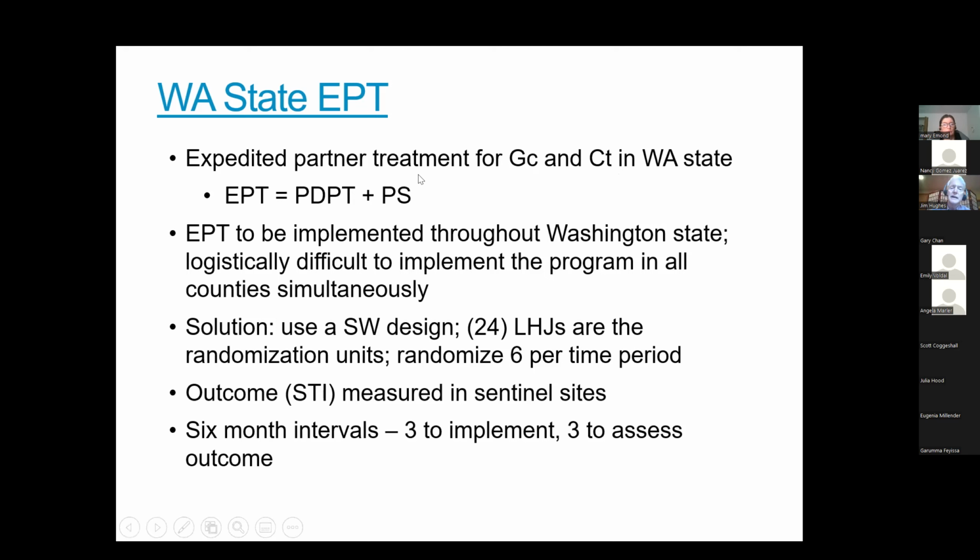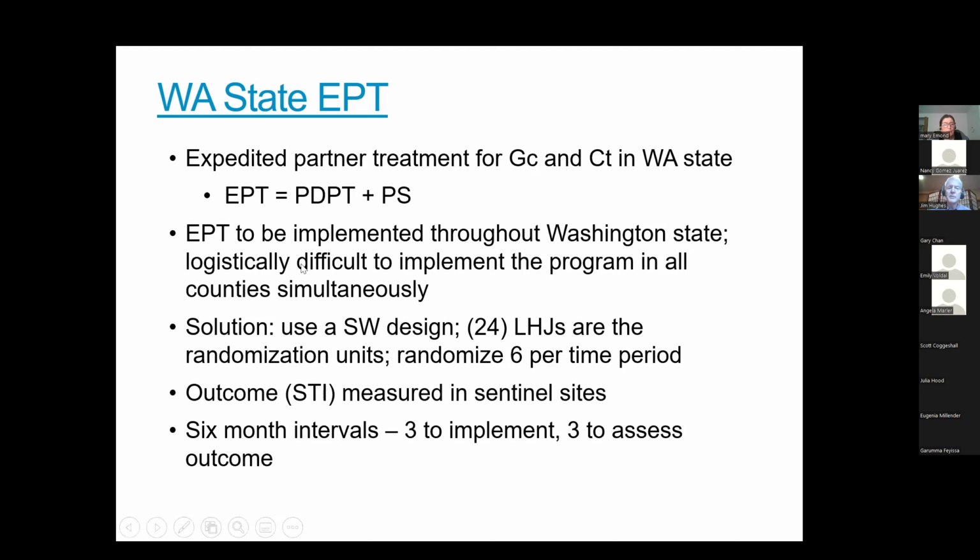Partner services then is there to assist the index patient if the index patient is unwilling or unable to contact their partners. Then individuals from the health department will contact the partners and deliver the drugs or the vouchers for drugs. So those are the two pieces of this program. This program had been shown to reduce reinfection in the index patient in individually randomized trials. So it's thought that it could be effective in reducing rates of gonorrhea and chlamydia disease in the state as a whole.